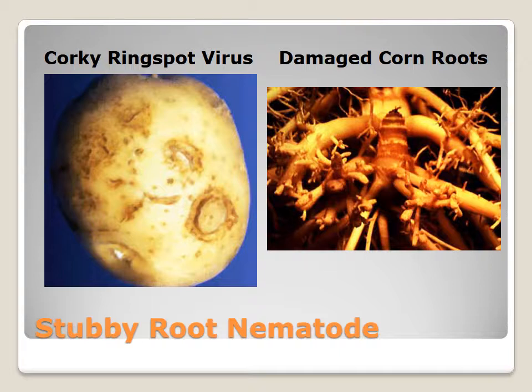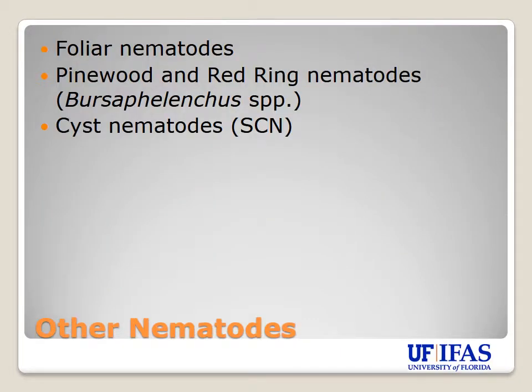It's a major vector of the corky ring spot virus, which is a problem with potatoes, pictured here on the left. There are several other types of plant parasitic nematodes that you probably wouldn't normally encounter here in Florida. There's a few species of foliar nematodes, nematodes that actually crawl up a plant stem and feed on the leaves. They're not normally encountered here.